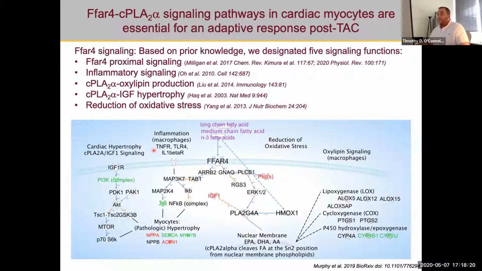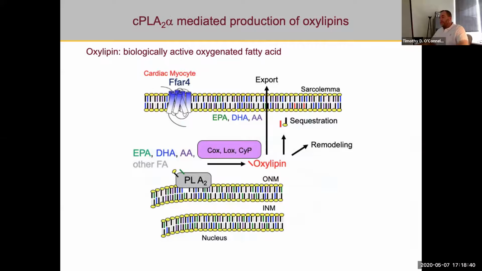So, based on this, it suggested to us that FFAR4, CPLA2 signaling pathways in cardiac myocytes are essential for an adaptive response post-TAC. And I'm going to focus on what FFAR4 signaling through CPLA2 and oxylipin synthesis does in cardiac myocytes for the rest of the talk. But since many of you are probably not familiar with this signaling pathway, I thought I'd give you a little background information.